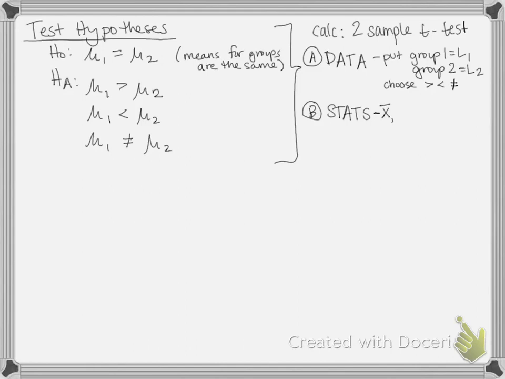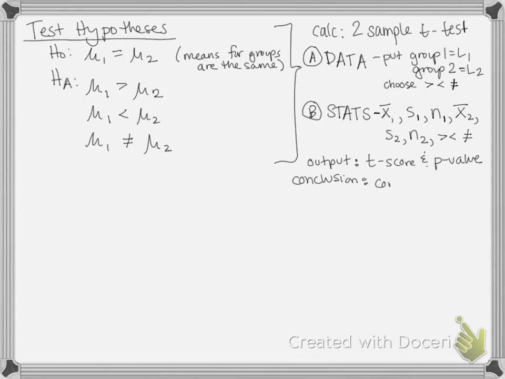Okay, so I'm going to write this list down. X bar 1, S1, N1. So that's all the information from group 1. Then we need X bar 2, S2, N2. And then we also need to tell the calculator which direction our hypothesis is going to go in so that we can have it correctly calculate our p-value and run our tests. And then our output is a t-score and a p-value.